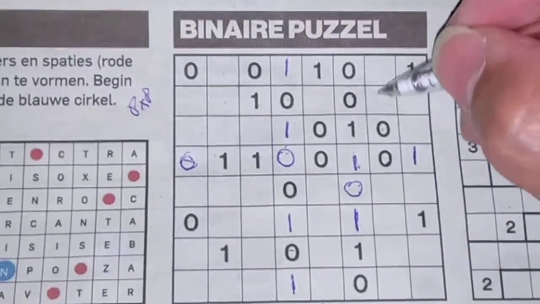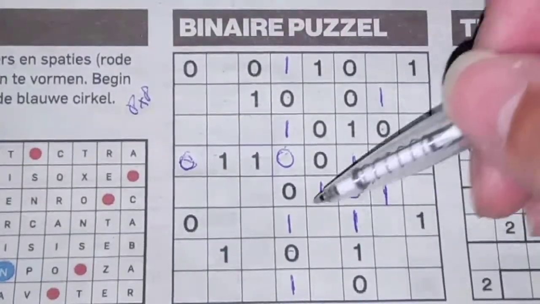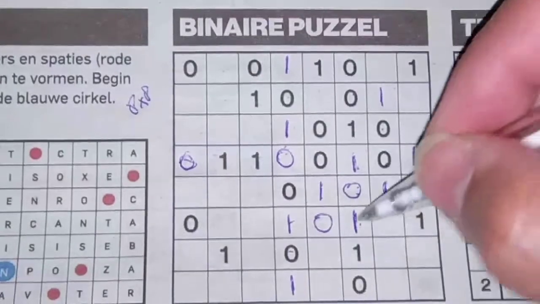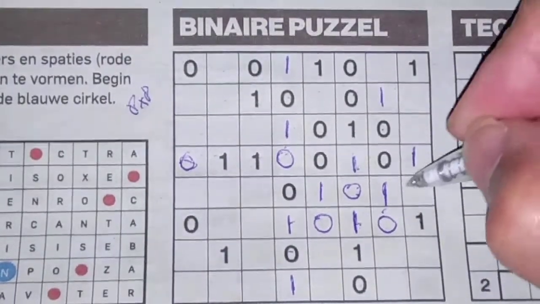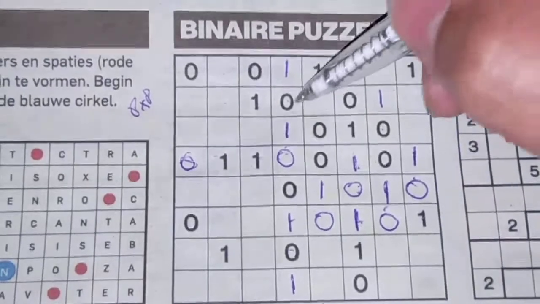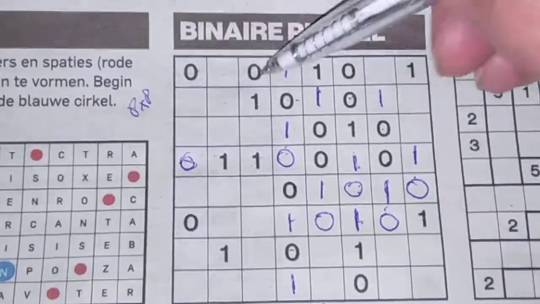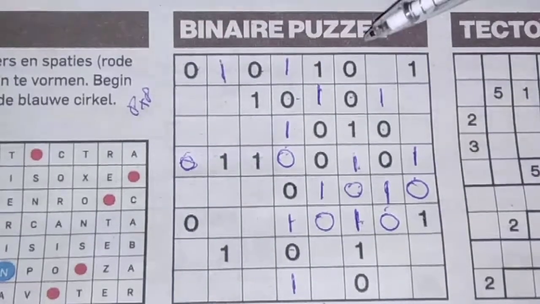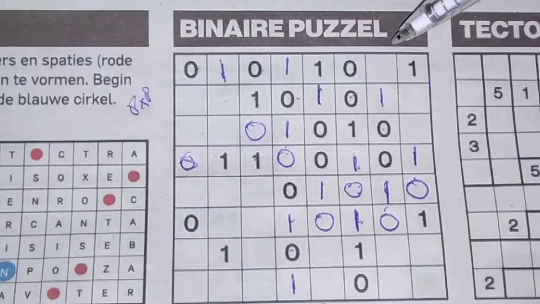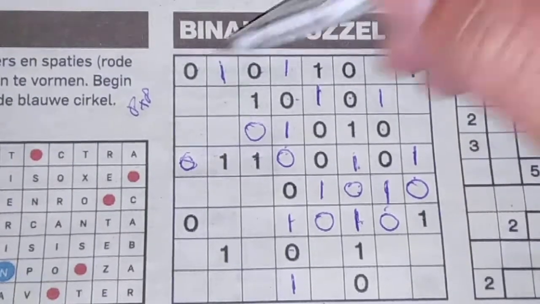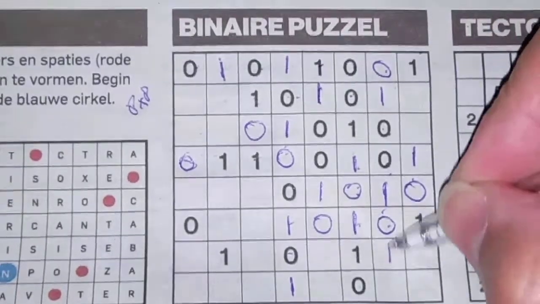Double 0, here 1, there 1, between 2 0's comes in 1, between 2 1's comes in 0, between 2 1's comes in 0, between 2 1's comes in 0, between 2 0's comes in 1, between 2 0's comes in 1, between 2 1's comes in 0. And here we have 4 1's, so the rest are 0's. Now we have 4 0's, so the rest are 1's.